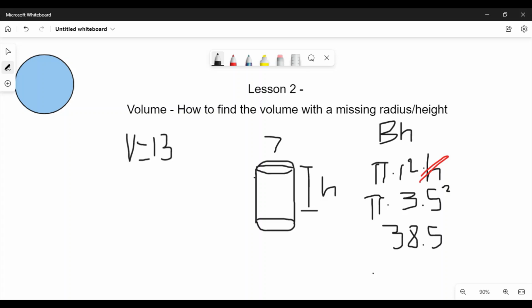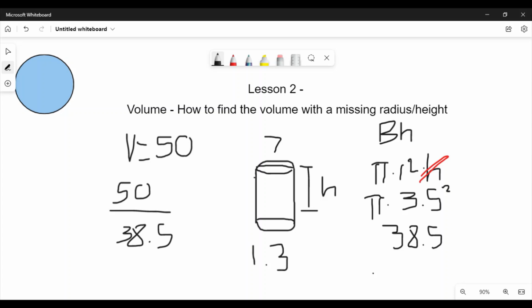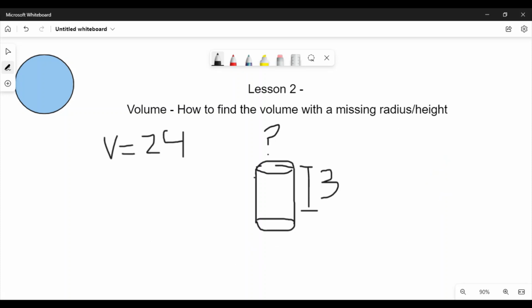So now that we have 38.5, we're going to divide the volume, which is 13, by 38.5. I'm going to change the 13 to, let's say, 50, just because I don't want it to be a really small decimal. So 50 divided by 38.5 is 1.3 rounded to the tenths place. So our height is 1.3. H equals 1.3.